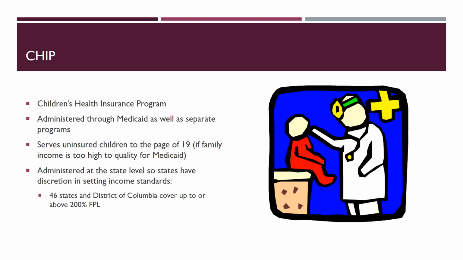The Children's Health Insurance Program, or CHIP, is also administered by Medicaid at the state level. The program provides insurance for children up to the age of 19 when their family's income is too high to qualify for Medicaid. Each state has the ability to set income eligibility standards for their program, so this program really is state by state depending on the income and the federal poverty level.